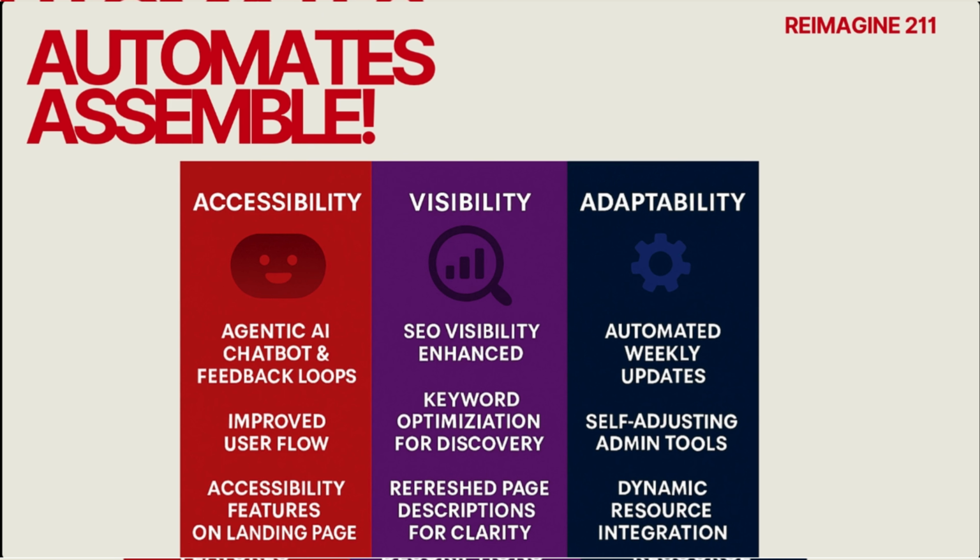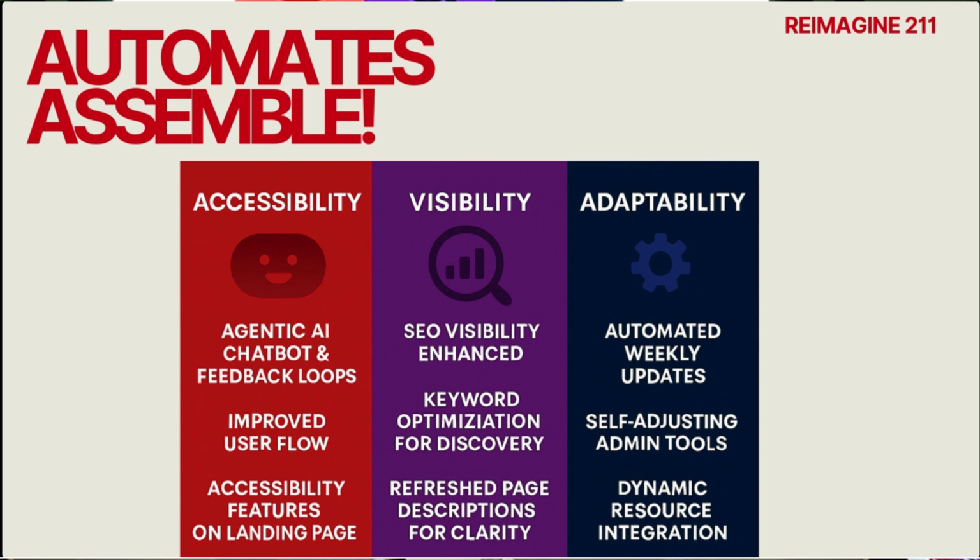So the Automates assembled. We tackled three core problems for our project. We went with accessibility. We created a chatbot that uses agentic AI and feedback loops to provide a tailored user flow as well as extra accessibility features on our landing page.